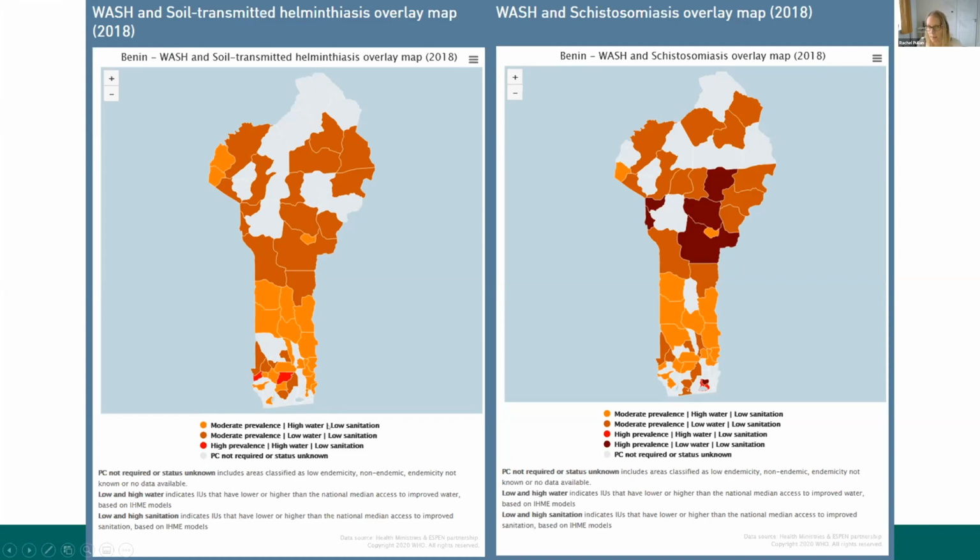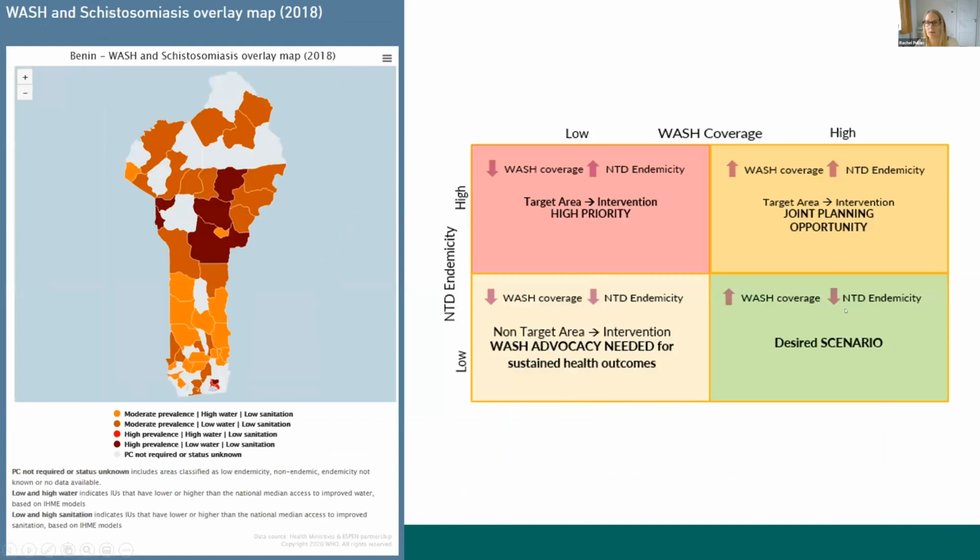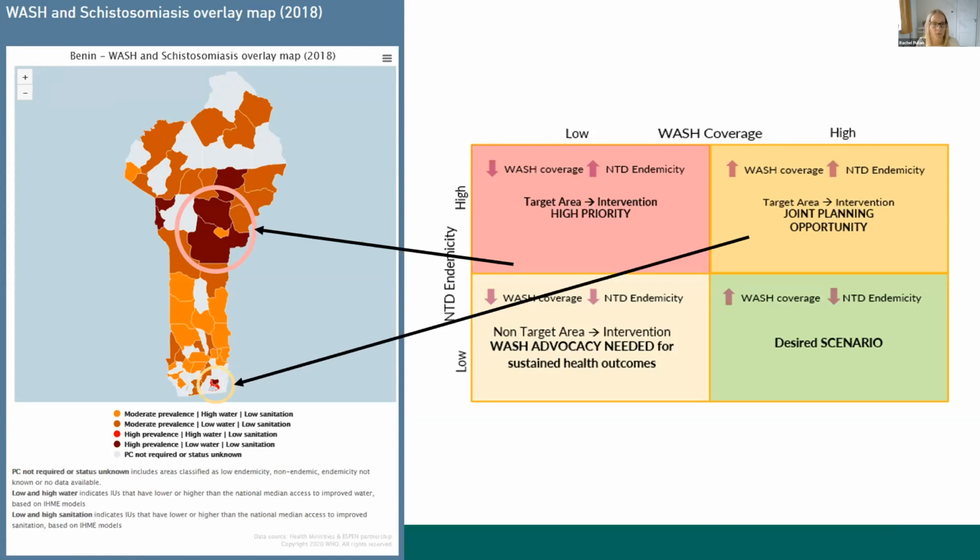So if I put this side by side now with Leah's useful 2x2 table, you can see straight away from this overlay, we can very quickly identify those areas that have been classified as high priority. That is, they have high prevalence of, in this case, schisto, and they have low access to improved water and low access to improved sanitation. And similarly, we can identify other areas with joint planning opportunities which have high levels of NTDs, but perhaps better access to, in this case, water.